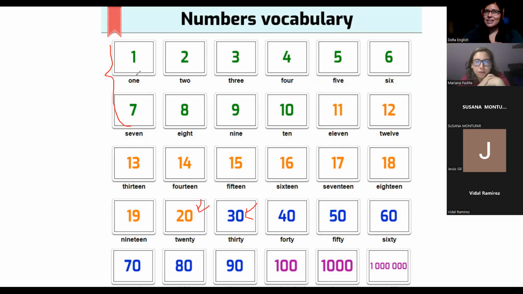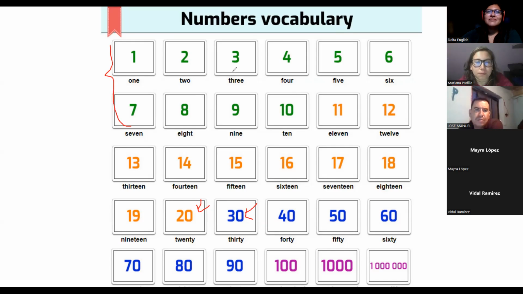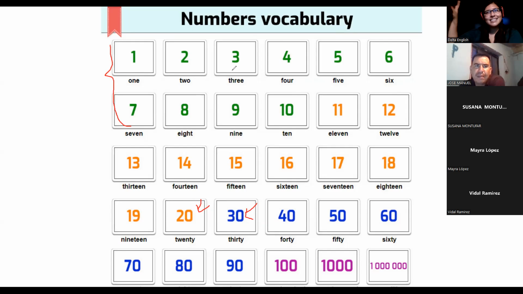You guys repeat after me. 21, 22, 23, etc. We get to 30. Llegamos hasta el 30. It's the same. 31, 32, 33, etc. We get to 40, 41, 42, 43, etc. Same for 50, same for 60.